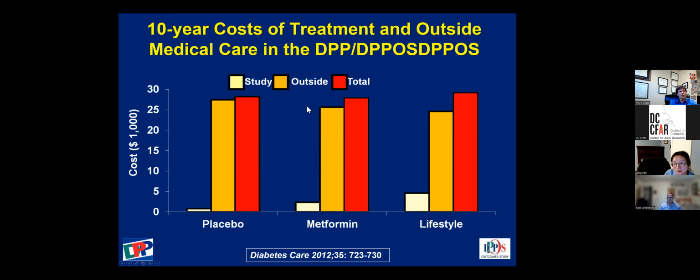But outside the study, the medical cost, like medications or hospitalization, is lower for lifestyle. On average, it's about the same. So with lifestyle, you spend more money to exercise, but you spend less money on getting medication, going to see your doctor, or getting hospitalization. So it evens out. Slightly higher total for lifestyle.